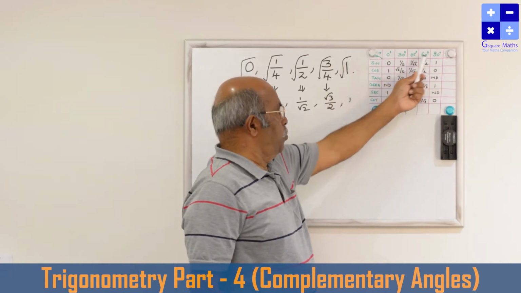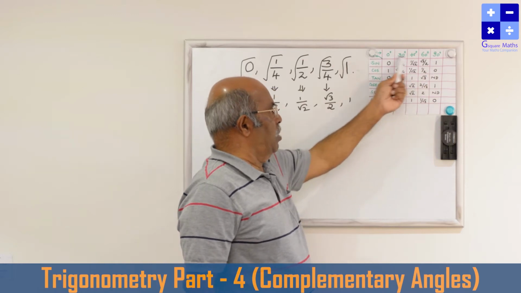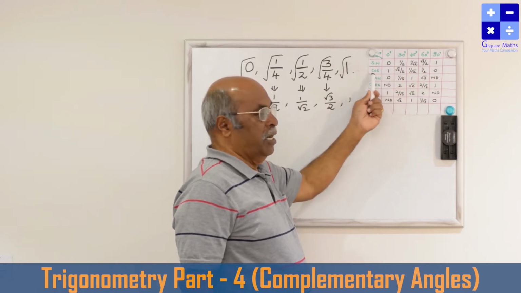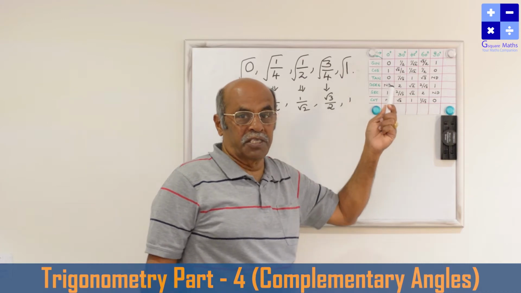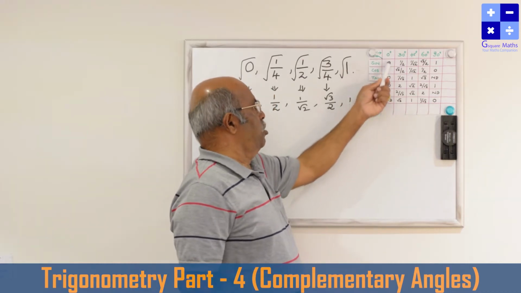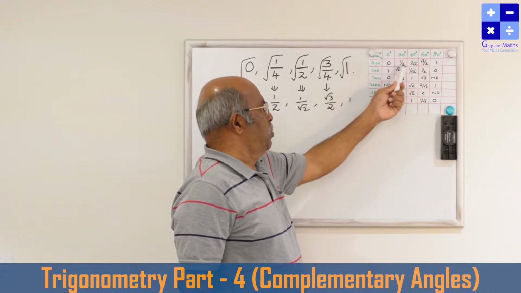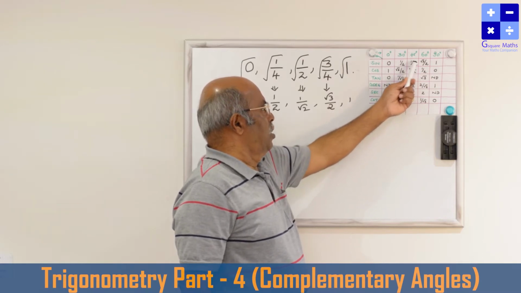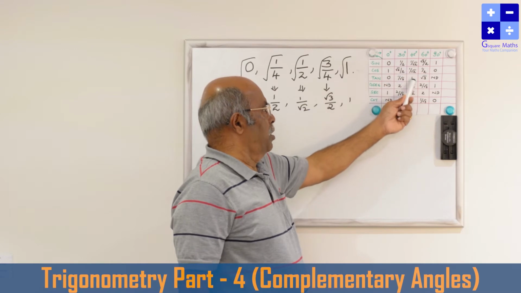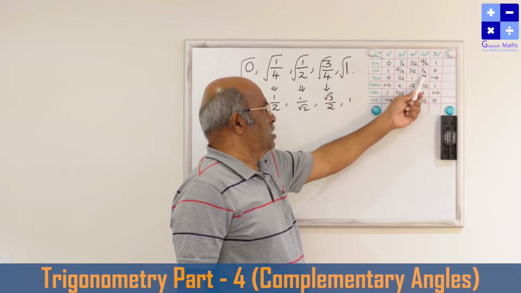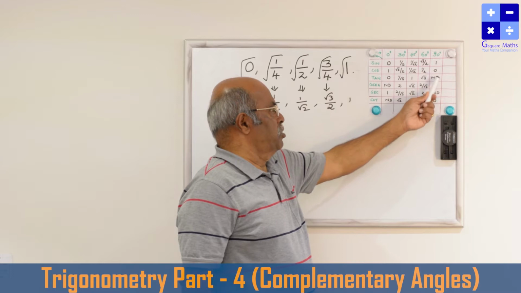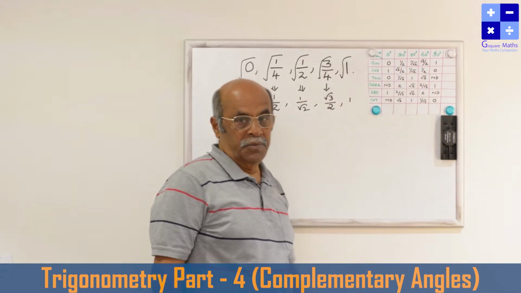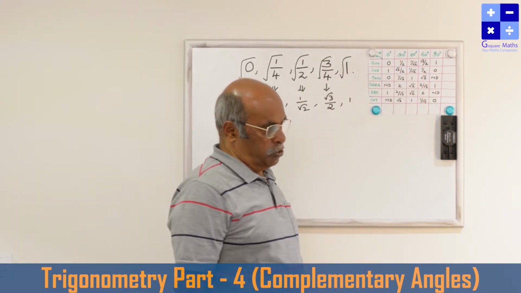Once you have written both these 10 values, come to tan. Tan has a relation, we know that it is sine by cos. So that is 0 by 1, that is 0. This by this, 1 by 2 by root 3 by 2, that is 1 by root 3. This by this, the same number, 1. This by this, the 2 will get cancelled, root 3. 1 by 0 is not defined.